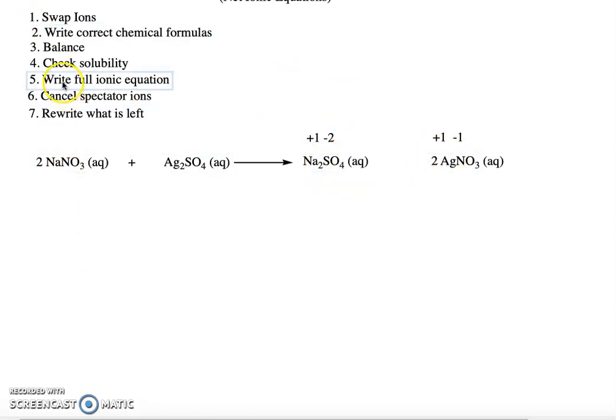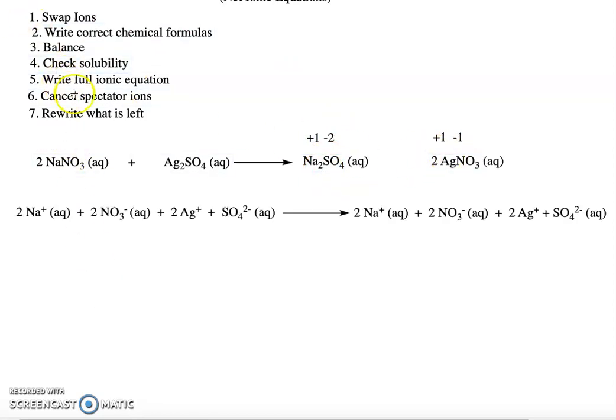The next step is to write the full ionic equation. I want you to notice that when I write the full ionic equation, every single ion in this full ionic equation appears on both sides. That means every single ion cancels out. What that means is the net reaction is no reaction. No reaction occurs in this case when we cross everything out.